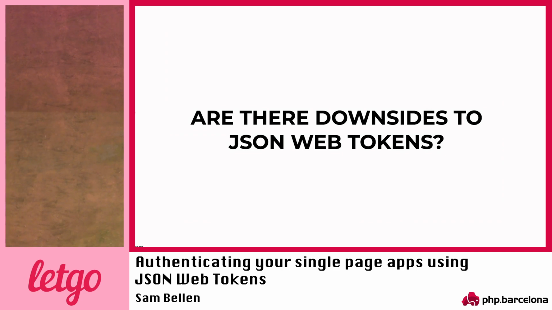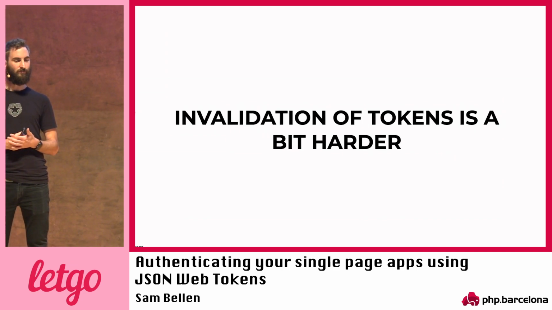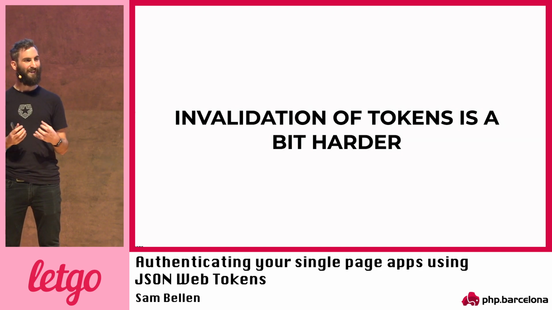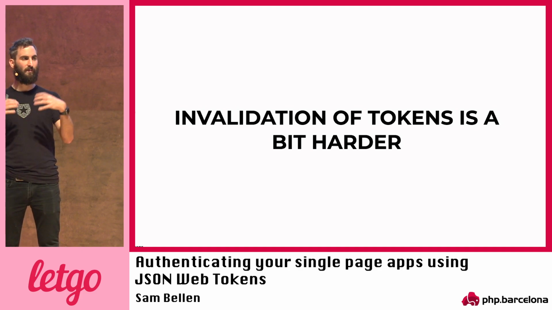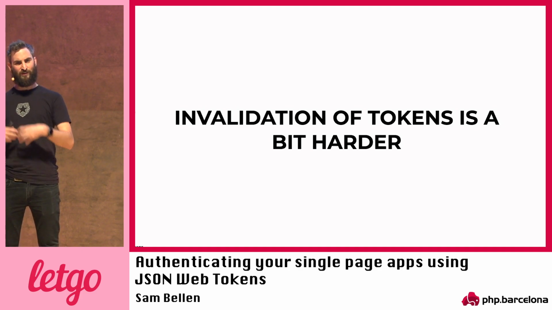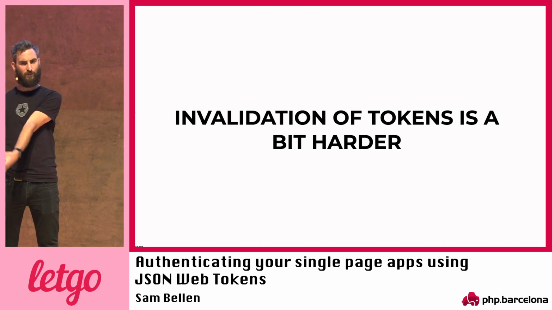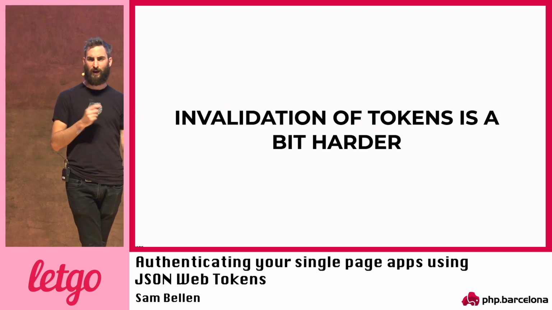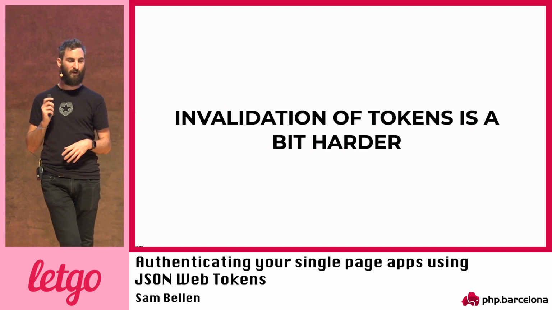So are there any downsides to JSON Web Tokens? There are. The invalidation of tokens is a bit harder because a JSON Web Token contains all of the information you need to validate it inside of it, the signature, the expiry date, the audience, some other things. As soon as you issue the token, it's valid until it expires. So if you want to invalidate an issued token, you kind of have to work with a blacklist or a whitelist or something like this.